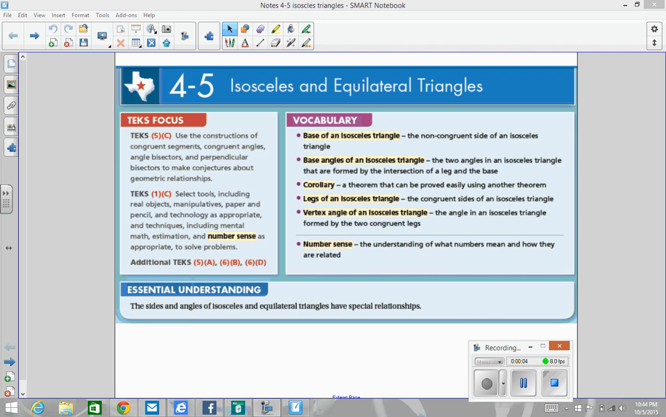Today's lesson we're going to talk about isosceles and equilateral triangles and some of their properties. Our essential understanding is that the sides and angles of isosceles and equilateral triangles have a special relationship, and we're going to learn what those are about and how to apply those into other figures.